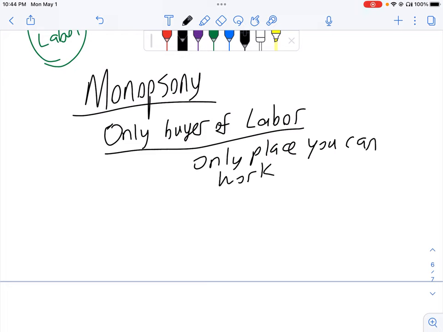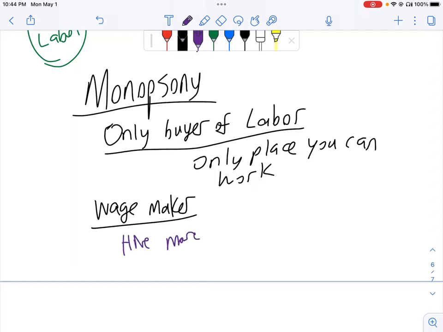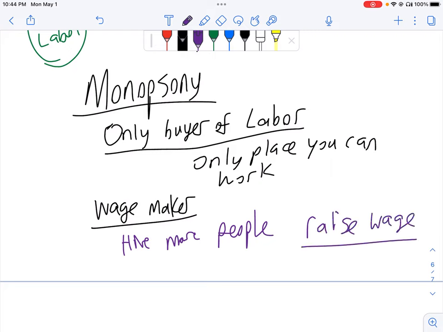So if that's the only place that you can work, guess what? They are a wage maker. So they can change the wages they want. Now, that also means that if they want to hire more people, what do they have to do to wage? Well, do you want to work more or less at a wage? You want to work more at a higher wage. So to hire more people, you need to raise the wage. That's what you need to do.